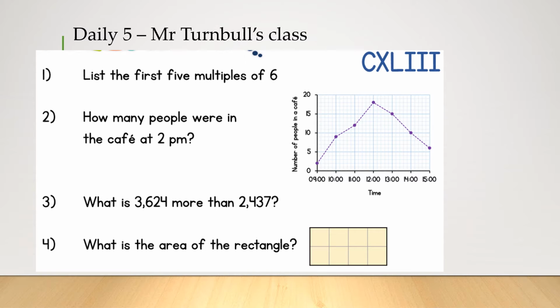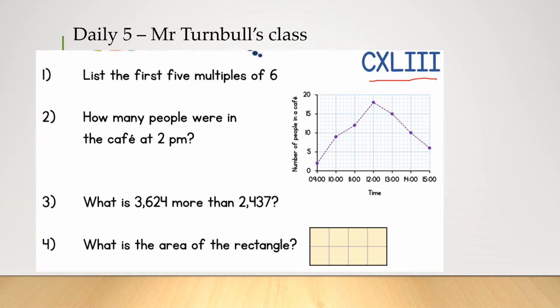If you are in Mr. Turnbull's maths class, if you're in school, you will be with Mrs. Richardson this morning. Have a little go at these questions here. And if you get finished those 4 questions, write down these symbols in Roman numerals in digits, in numbers, okay? So first question, list the 5 multiples of 6. Pretty easy. How many people were in the cafe at 2 p.m.? So looking on this graph here on the right hand side to work out that question.